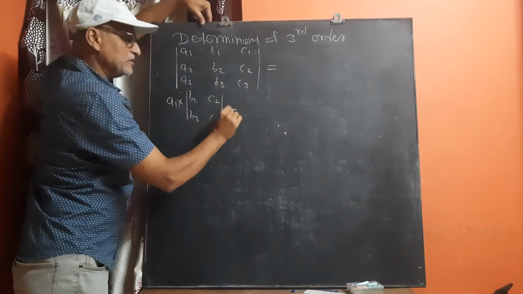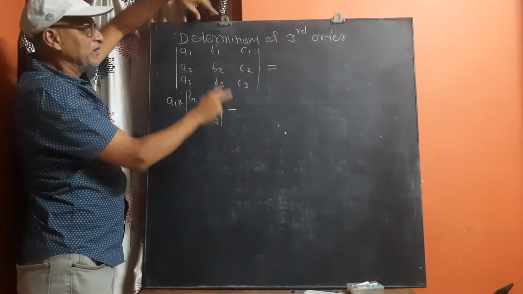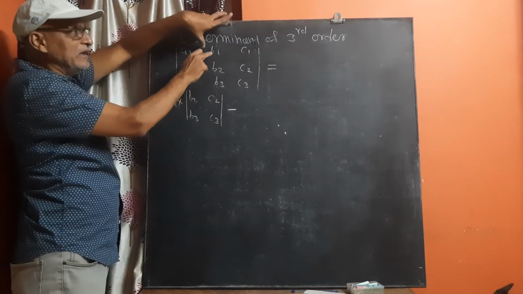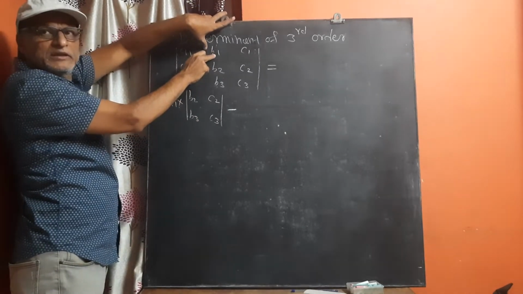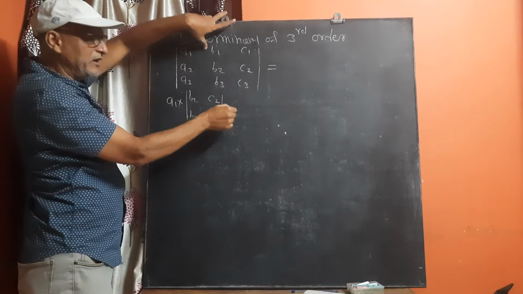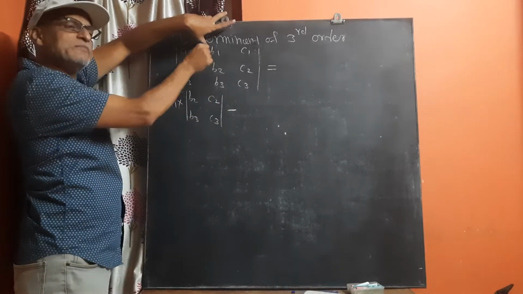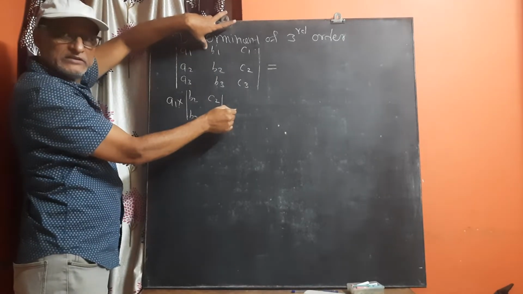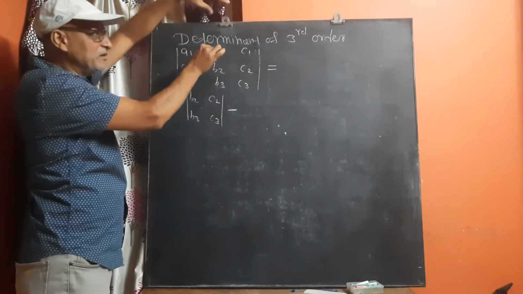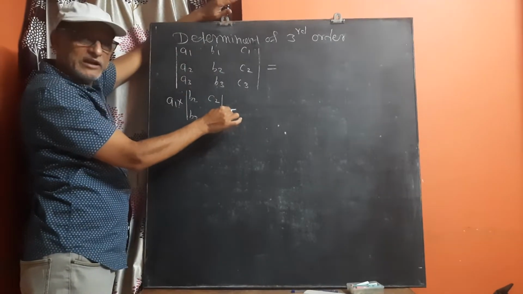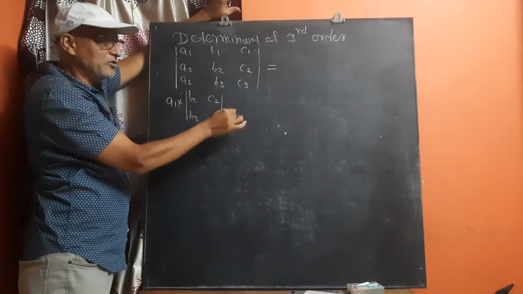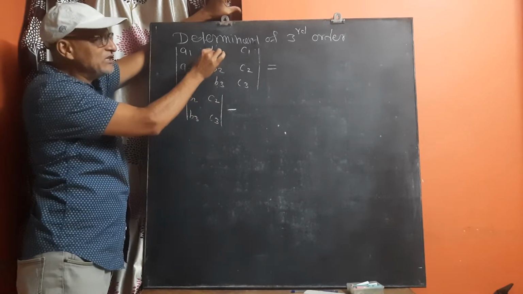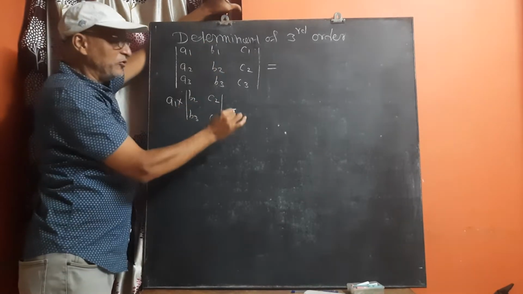Minus. Here, I am putting the minus sign. You have to always change the sign of this second element. If it is plus, you have to write down minus here. If it is minus, you have to put plus here. So vice versa. If it is plus, you have to put minus, and if it is minus, you have to put plus. Since B1 is positive in our case, we have put minus here.